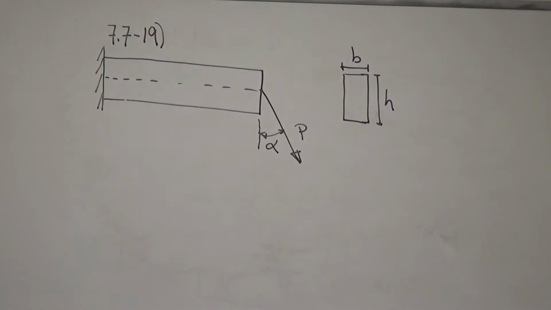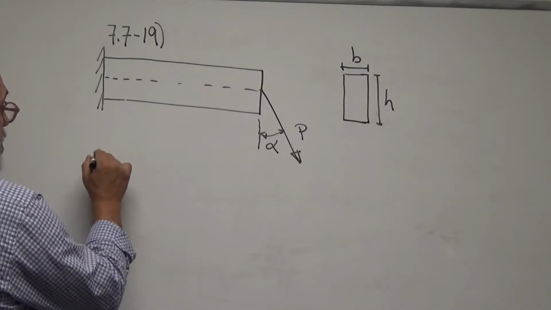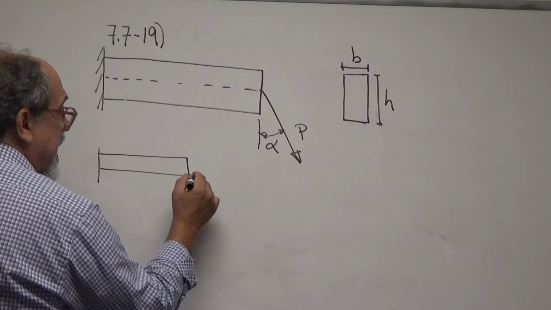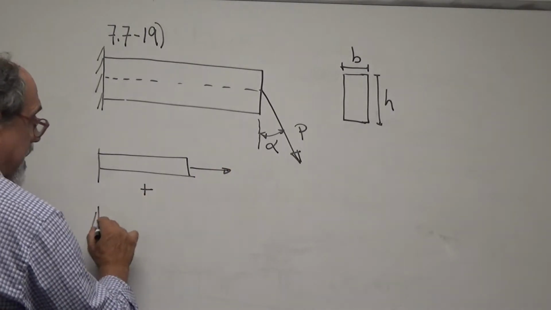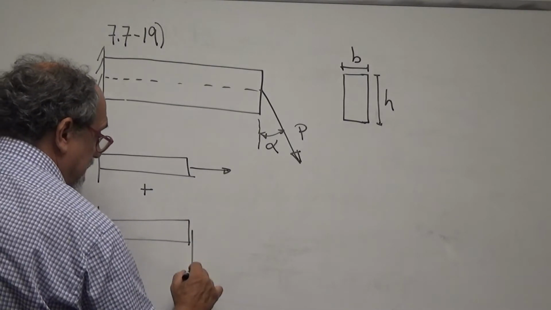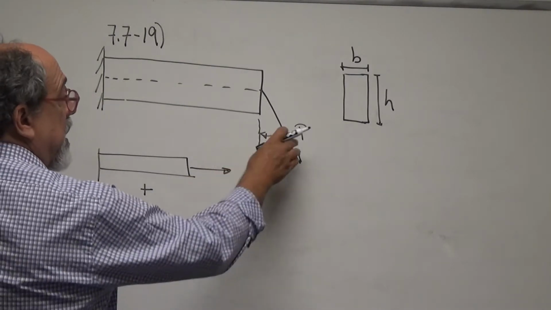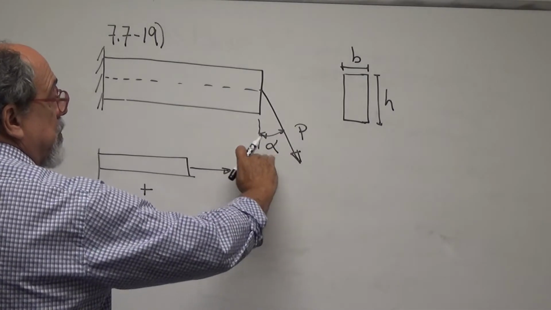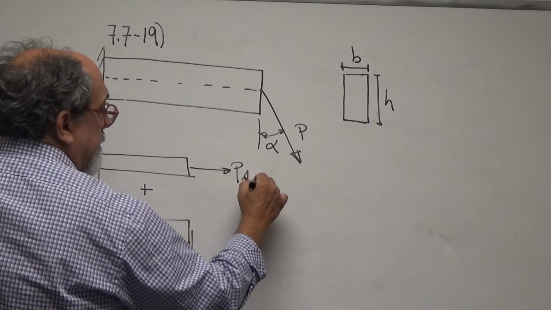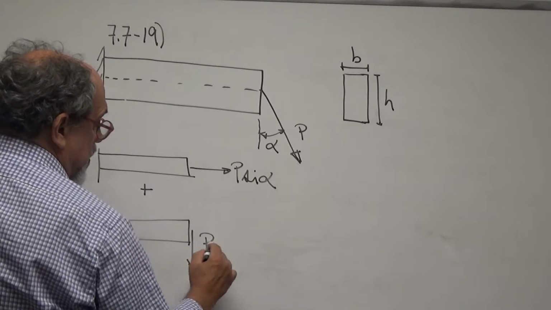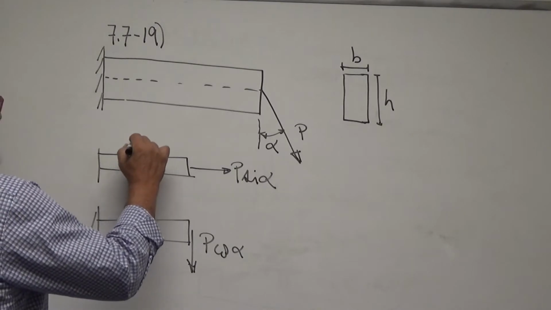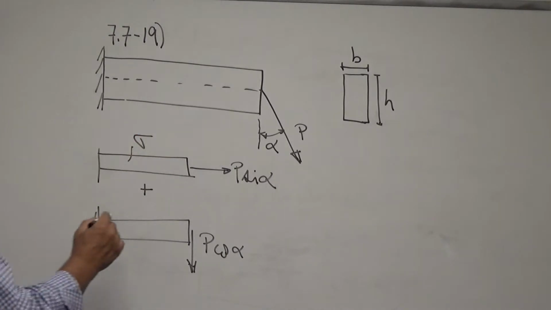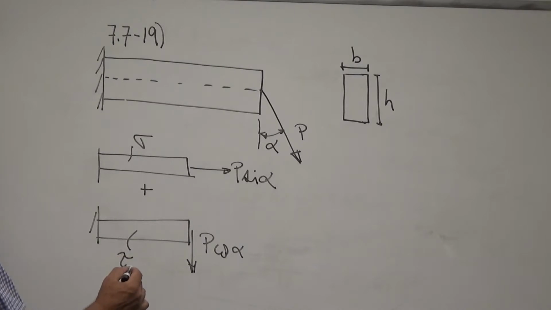So I will erase it, but I'm going to put it here and just say this is the same thing as having this plus this, where this one here to the right is equal to P times the sine of alpha, and this one which is down is P times the cosine of alpha. This one gives normal stresses only, sigma, and this one gives shear stresses and normal stresses due to bending, right?